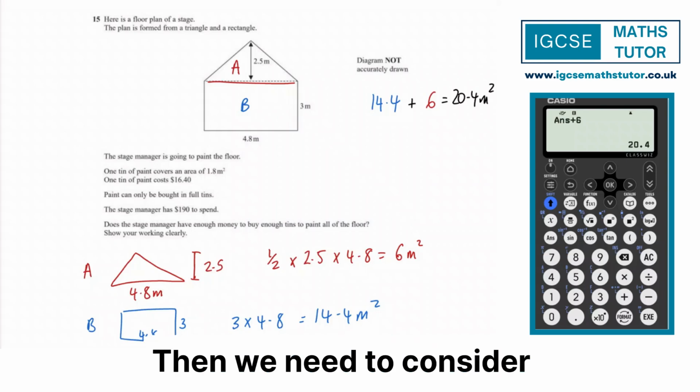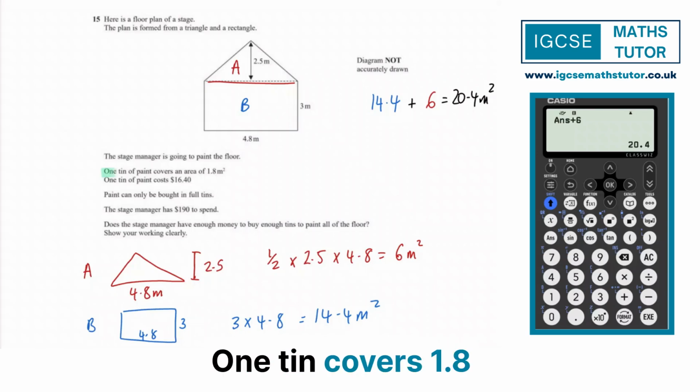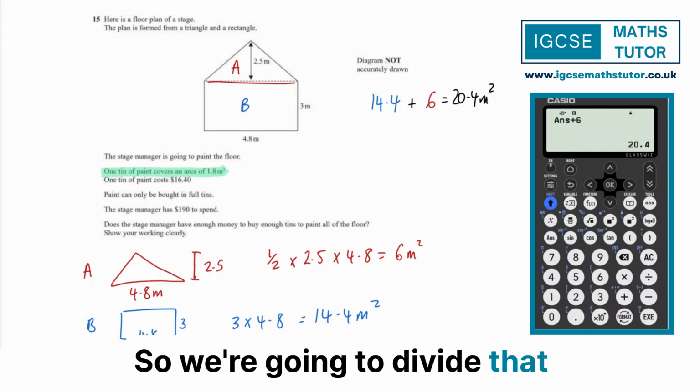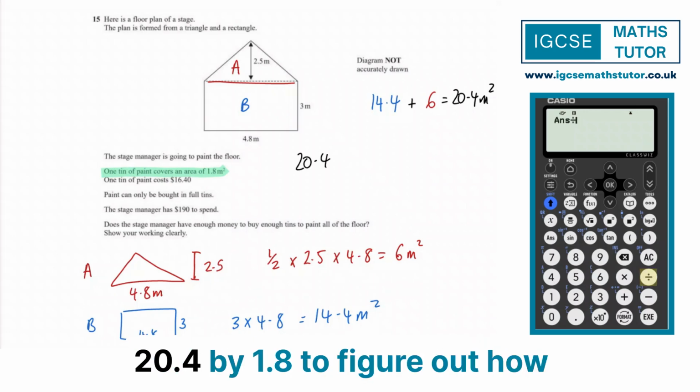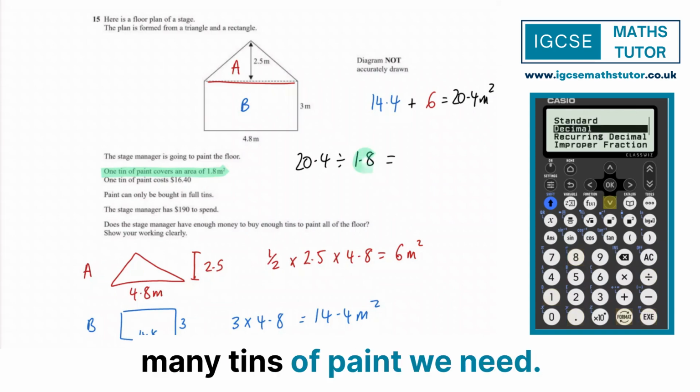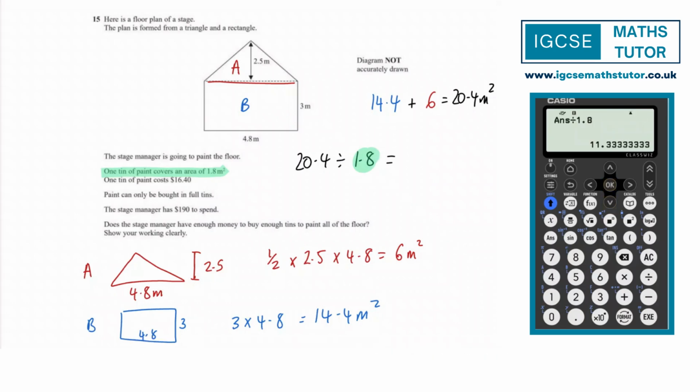And then we need to consider the paint. One tin covers 1.8 meters squared. So we're going to divide that 20.4 by 1.8 to figure out how many tins of paint we need.